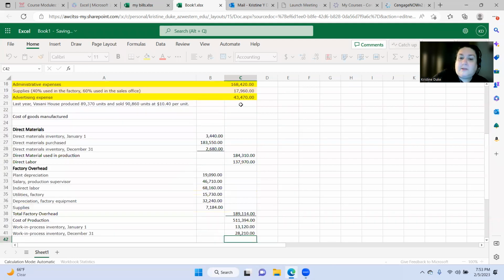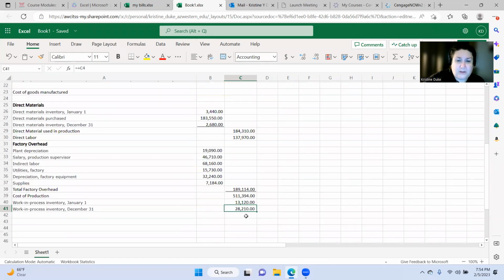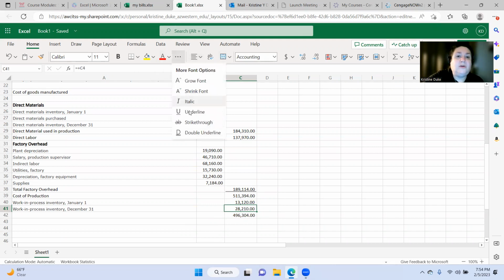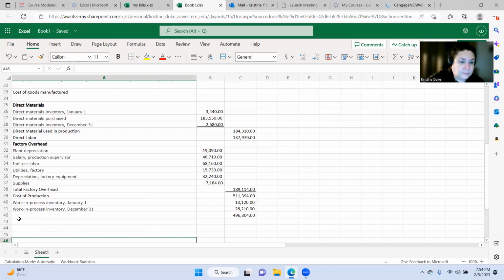Again, the book may want you to put that in as a negative. I'm leaving mine alone because I'm going to handle that in my formula. I'm going to go plus my cost of production, plus my work in process, minus my ending work in process. And I'm going to come over here and make an underline. And so this is my cost of goods manufactured.